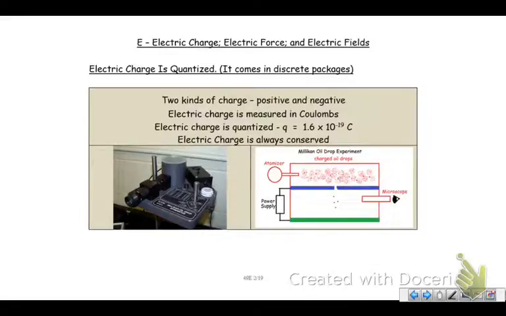Same slide? Okay. So charges come in pairs, positive and negative. You can separate them. I could put a lot of positive charges on one side of the room, a lot of negative charges on the other side of the room. In the universe, let's say, there's the same number of positive charges as there are negative charges.